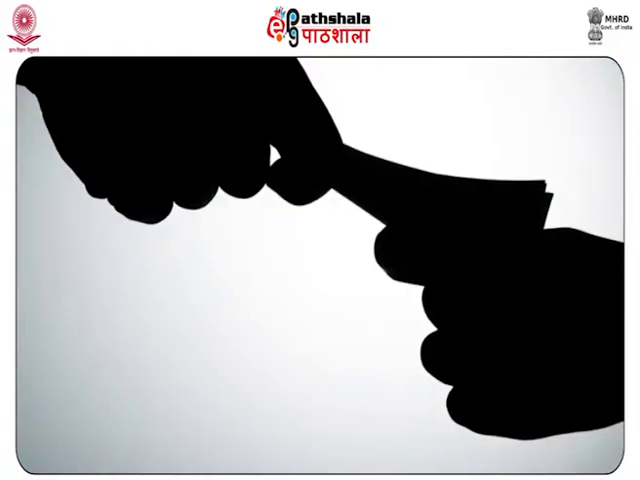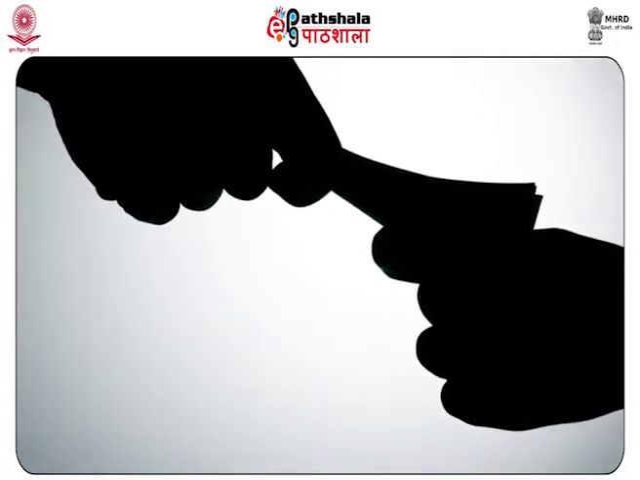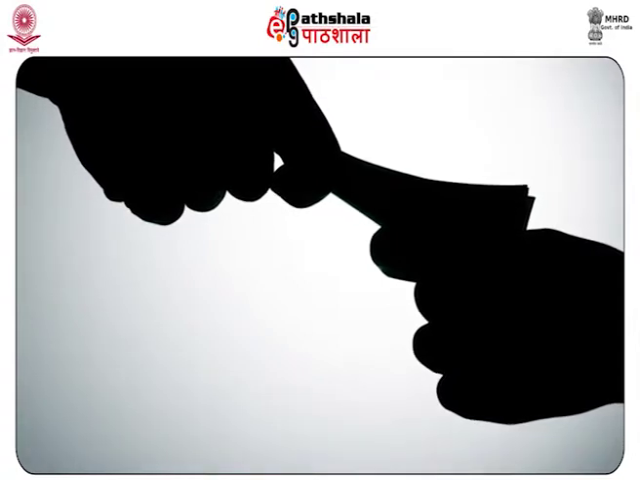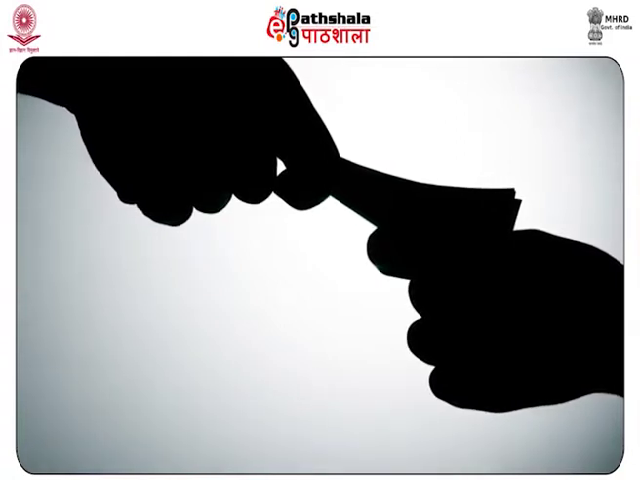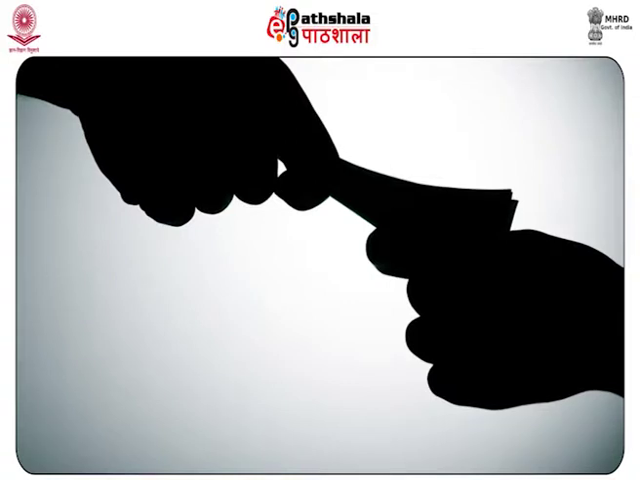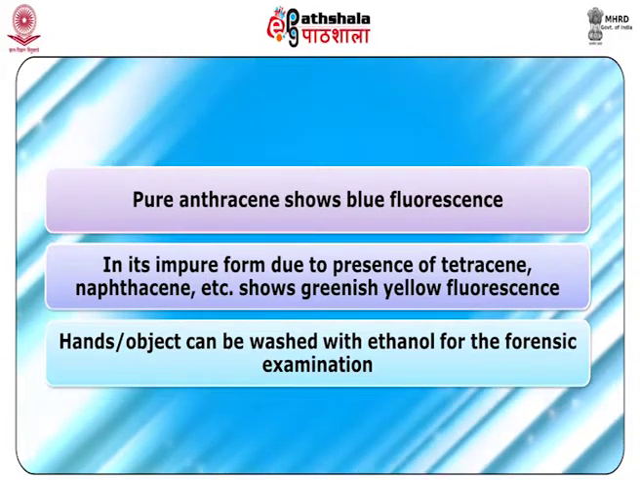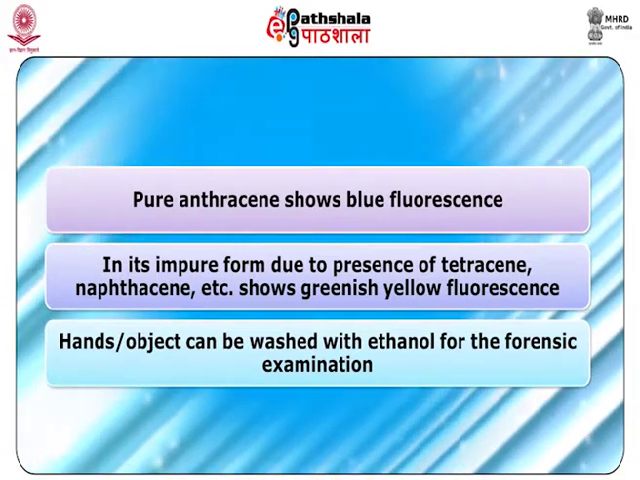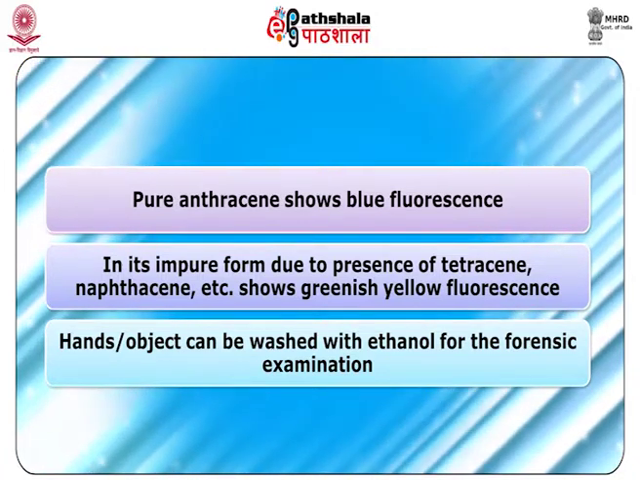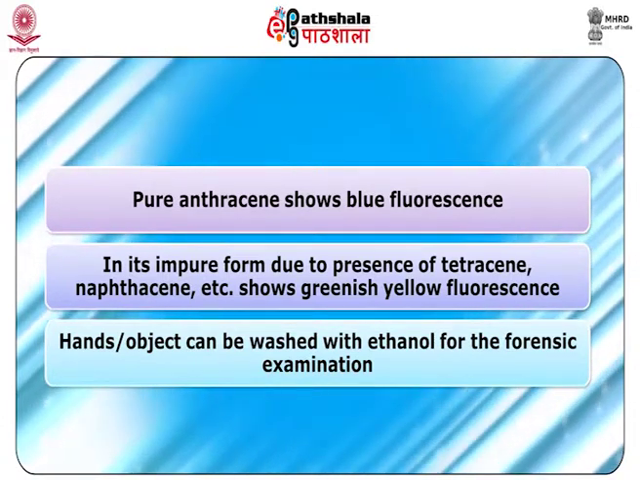The hands or clothes of the suspect can be immediately examined under ultraviolet light, and violet or blue fluorescence can be clearly perceived. This proves direct contact of the suspect with currency notes. Pure anthracene shows blue fluorescence, but in its impure form, due to the presence of tetracene, naphthacene, etc., it shows greenish yellow fluorescence. The hands or object can be washed with ethanol for the forensic examination.